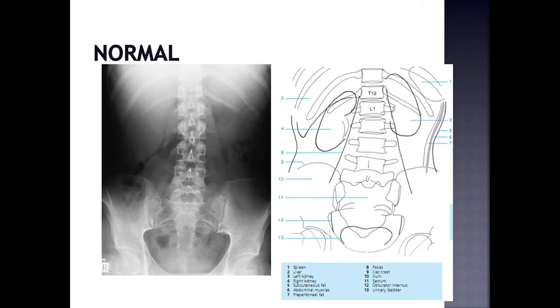So this is a normal KUB X-ray. It is usually taken from just below the diaphragm up to the pubic symphysis. Here we can see the renal outlines, which are faintly seen on every KUB X-ray. This is the left kidney, and this is the right kidney. This is the outline of the liver, spleen, and these shadows are cast by the psoas muscles on either side.